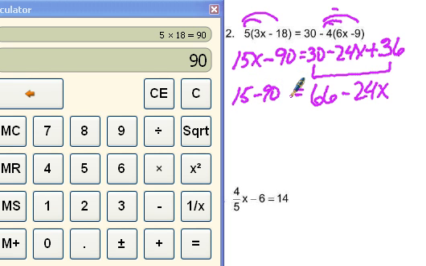Now that I've simplified everything on both sides, oh, I forgot my x. Let me try that again. Don't do that. That's a major problem. All right, 15x minus 90.